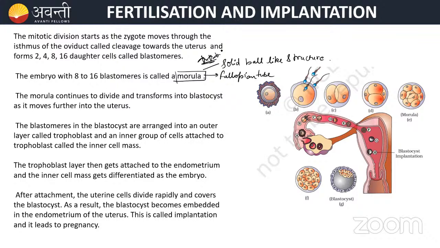Now this morula further undergoes division and transforms into the blastocyst. Blastocyst is the one which enters into the uterus. That is why I'm mentioning that morula is formed in the fallopian tube, so that you have a clear idea. Then this morula undergoes mitotic division and forms the blastocyst. Blastocyst is the one which enters into the uterus.